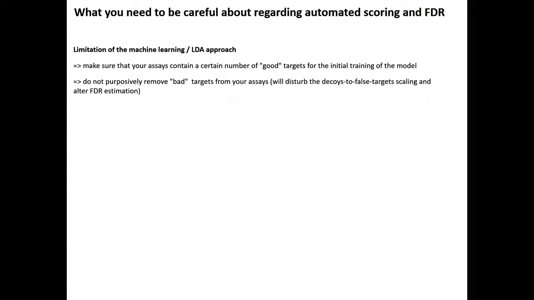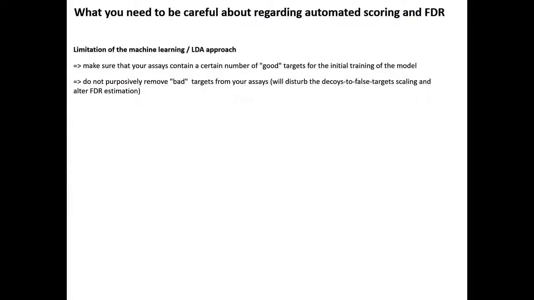Sometimes you can actually do the machine learning at the complete data set scale in order to average good and bad targets from different runs, and still do a proper machine learning from the entire data set, and not penalize your data analysis on bad samples, for example.